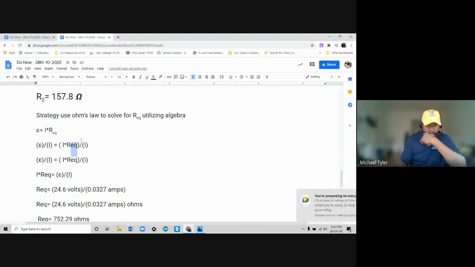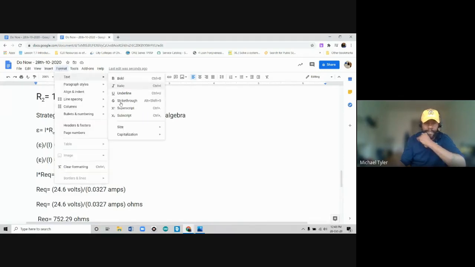What I was saying was she used algebra. The goal was to get REQ by itself. She divided by I on both sides. Right.